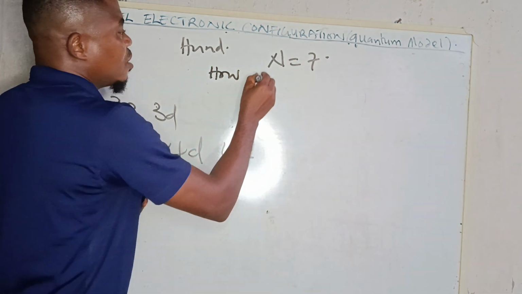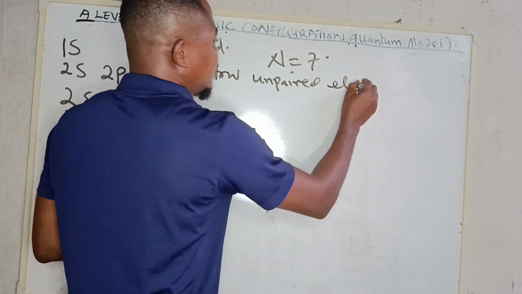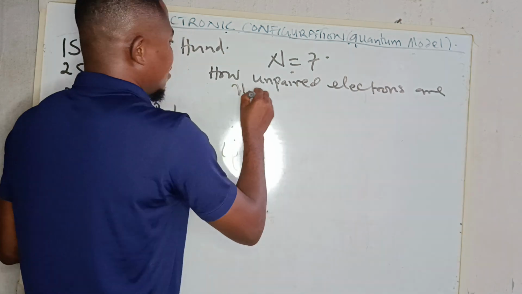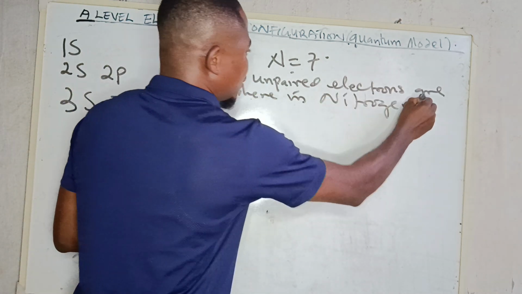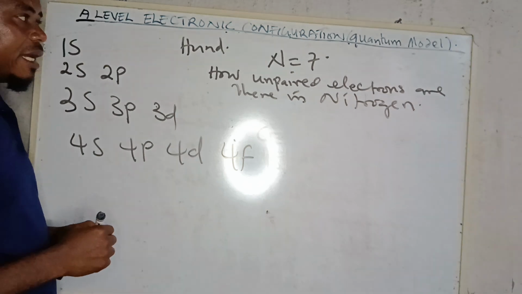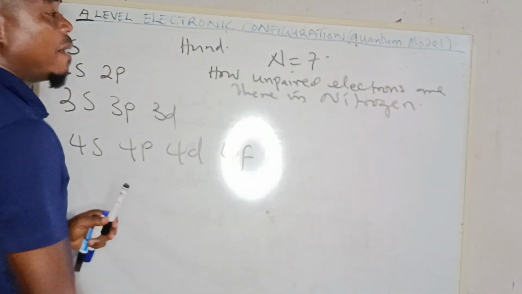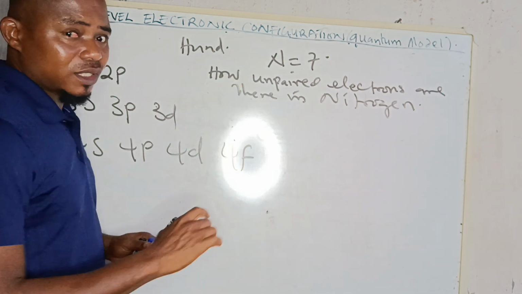How many unpaired electrons are there in nitrogen? How many unpaired electrons are there in nitrogen? It's until you know the electronic configuration that you'll be able to tell us how many unpaired electrons. So let's see how we're going to fill this. I'm going to use our box.